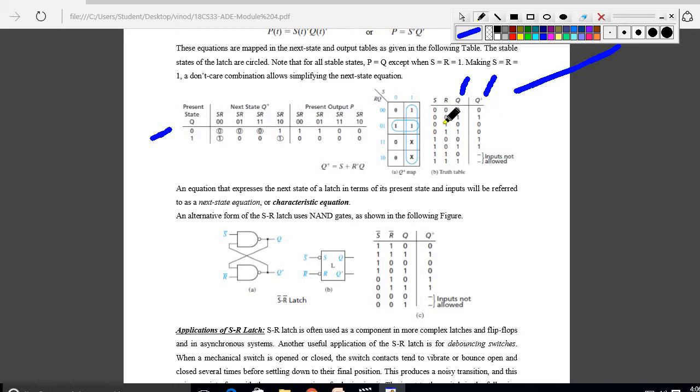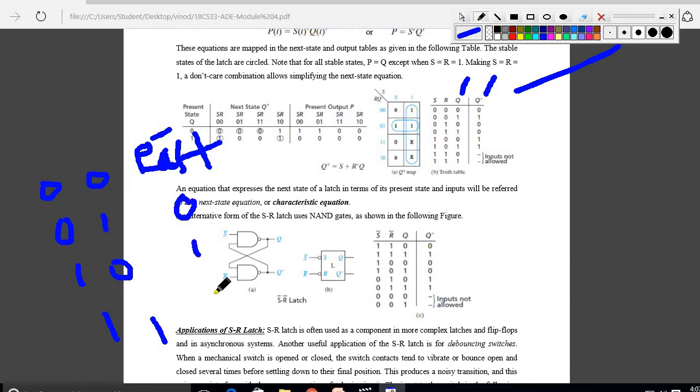Here S and R are 0 1, and the past value is 0, right? But according to the truth table of SR, 0 1 means reset. Refer to this truth table for 0 0, 0 1, 1 0 and 1 1. If both are 0 0, it should be the previous state; we need to store the past values. 0 1 means reset, means 0 only. 1 0 means set, 1. And 1 1 is the don't care condition.